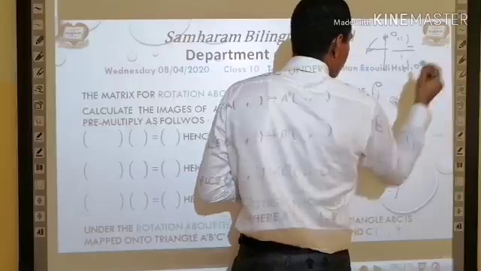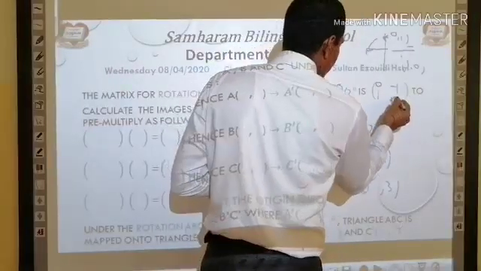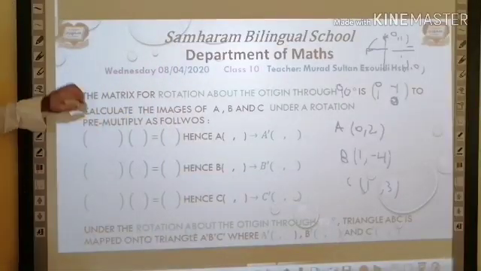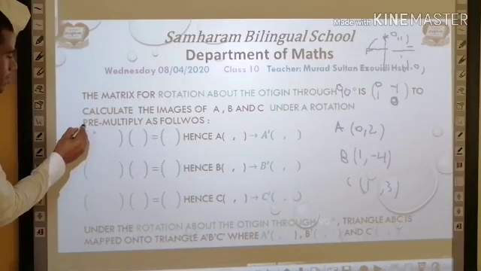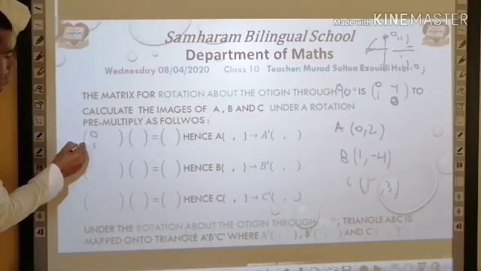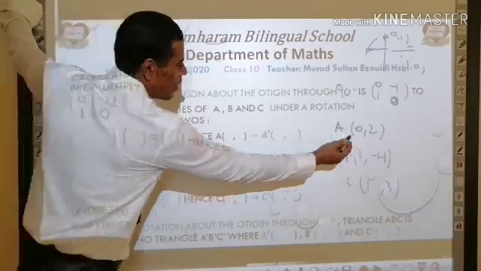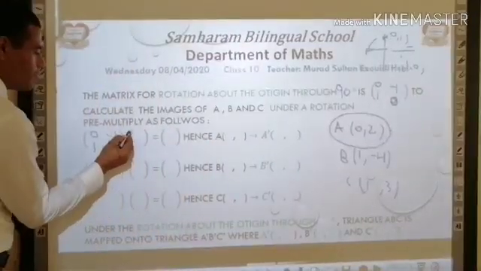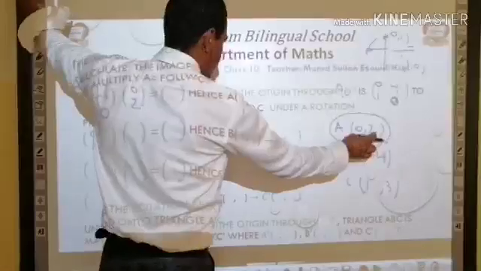It will be minus 1, 0. Okay? Minus 1, 0. So now I will write my matrix. It will be 0, 1, then minus 1, 0, multiplied by what? By the coordinates of A, which is 0, 2. Right.